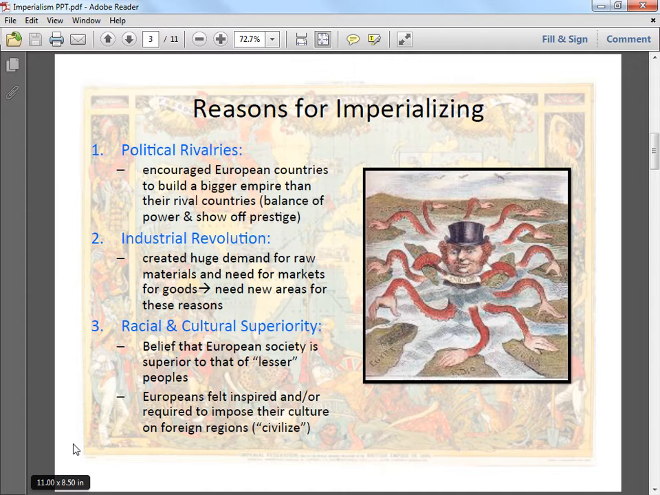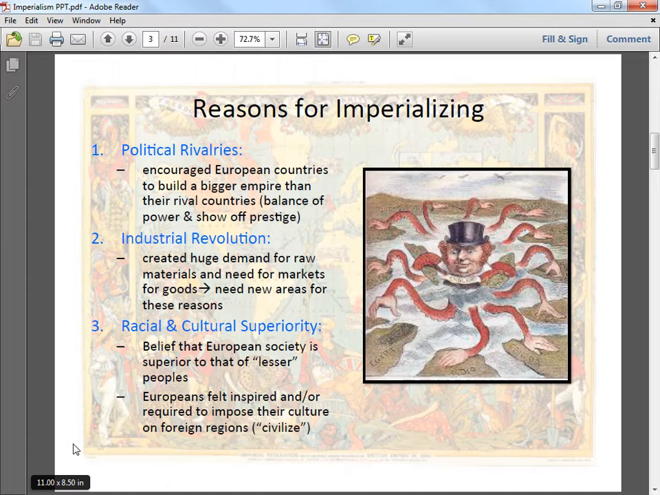That way they can get raw materials. That way they can build their prestige. So because everybody else is doing it, everybody else has got to do it. That's number one. Number two is the Industrial Revolution. We've talked about the technologies created as a result of the Industrial Revolution. These technologies allow Europeans to be able to do it. But the second question is, but why do they do it?